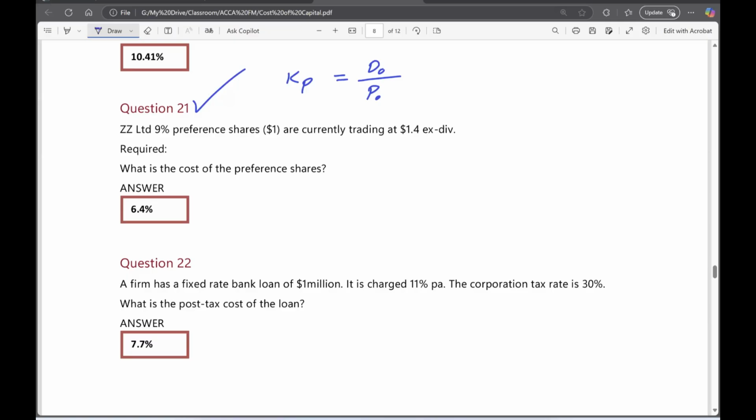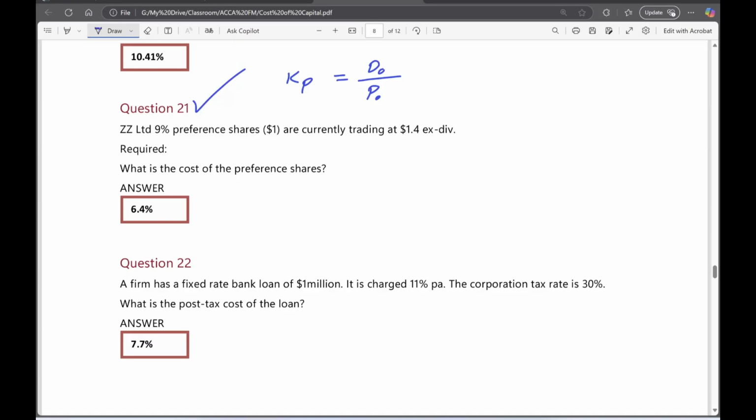Don't do 1 plus g here. There's no growth in dividend. Preference dividend, we pay a fixed dividend. And this is not tax deductible. Don't make the mistake of multiplying with 1 minus T. No. This dividend is not tax deductible. So just the formula is D0 over P0, meaning current dividend over current price of the preference shares. Which price? Ex div price.